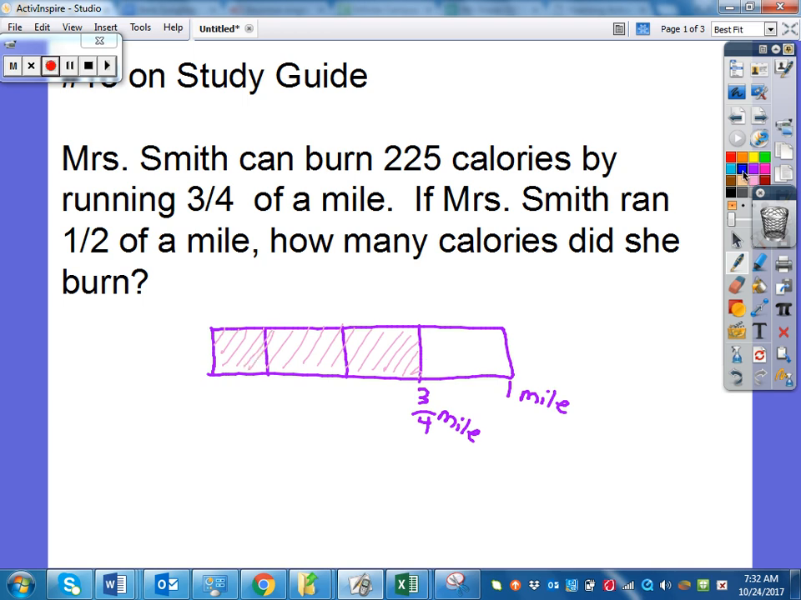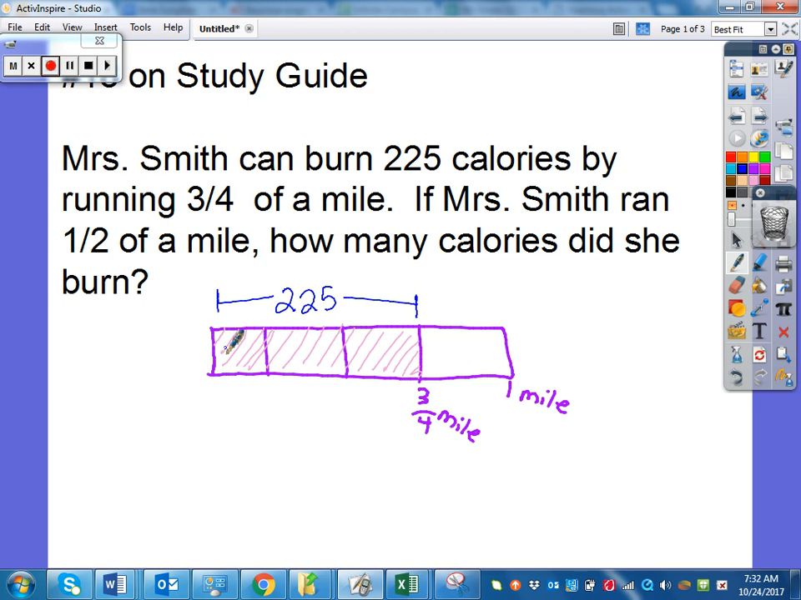Then I'm going to label how many calories she burned. She burned 225 calories. And I'm going to draw these lines to represent that she burned those 225 calories while she was running this 3/4 of a mile. This visually helps me see the problem and where the numbers fall. From here, it's a lot easier to solve than just looking at the words of a problem.